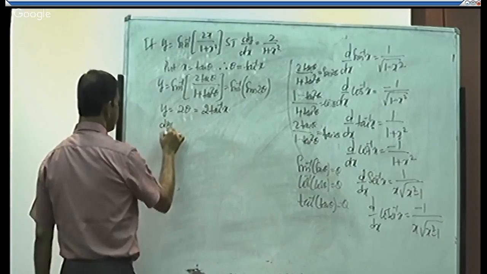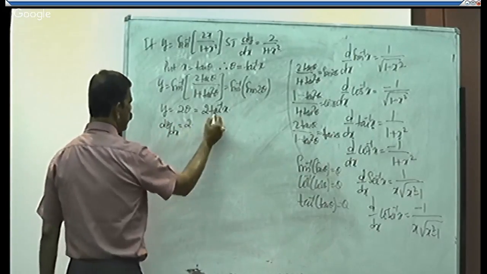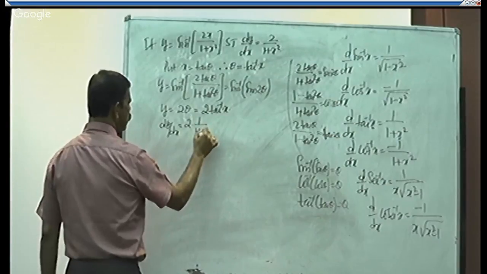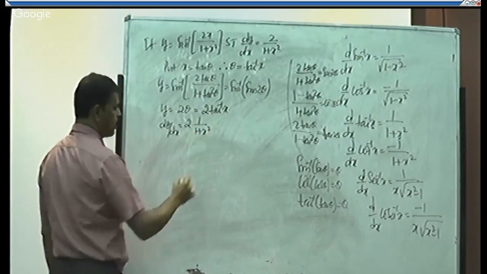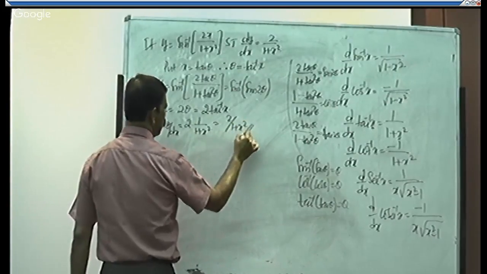Therefore, on differentiating, we get dy by dx is 2 into the differentiation of tan inverse x, which is 1 by 1 plus x square. Finally, it is 2 by 1 plus x square.